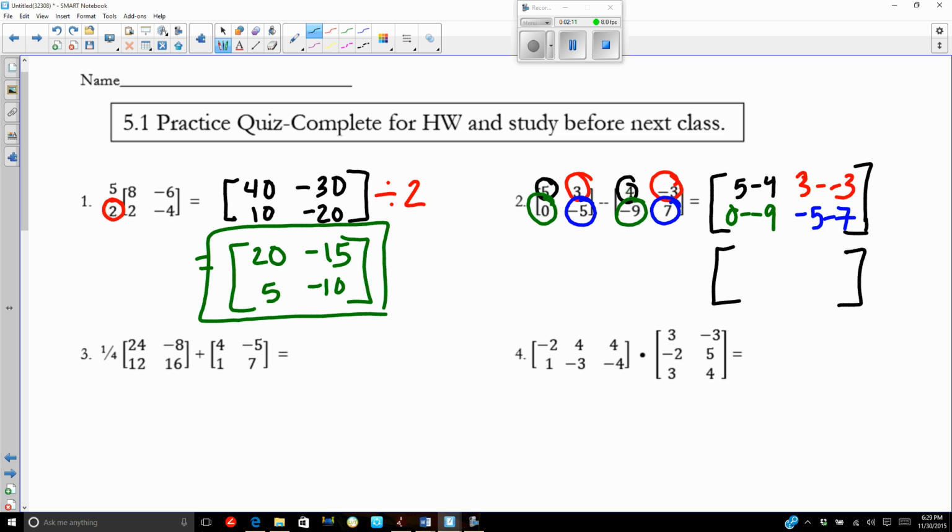And then to perform those operations, 5 minus 4 is 1. Double negative there. 3 minus a -3 is a positive 6. 0 minus -9 is double negative again, so that ends up being 9. And -5 minus 7 is -12. So that's our answer to number 2.